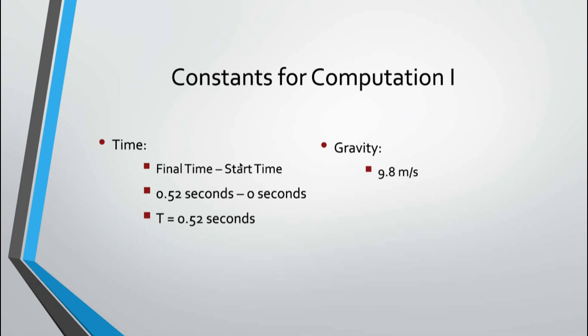And so here are the two main numbers that we needed for the equations: the time, 0.52 seconds, final minus start, and then the gravity here on Earth, 9.8 meters per second squared.